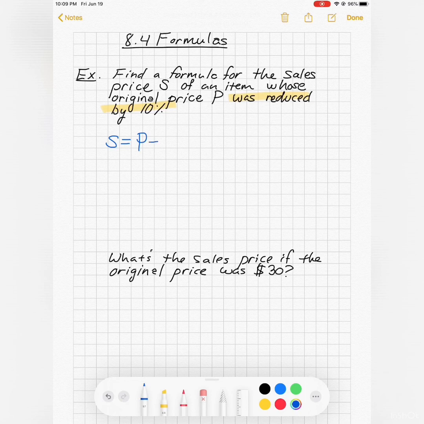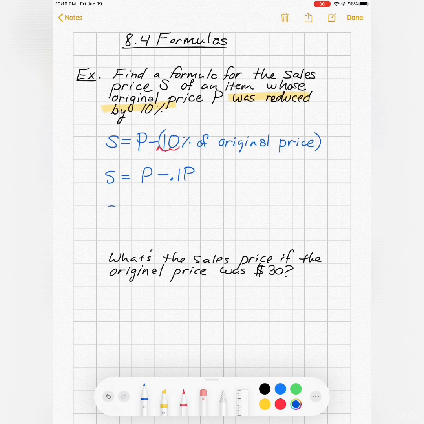So I have the original price minus 10% of the original price. So do you remember how it works as far as writing a percentage as a decimal? We move the decimal 2 places left. Okay, so we have 0.1p.